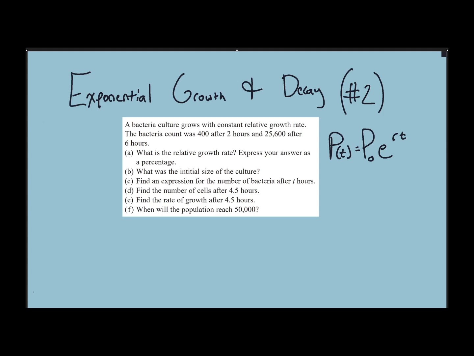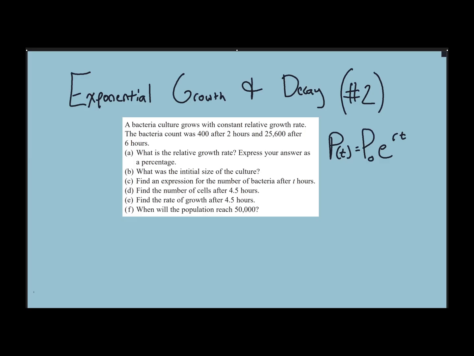Now, how do we apply this here? Well, it says a bacteria culture grows, and that's a big shocker. But what they did for us is they measured that 2 hours after it started, the population was 400, and after 6 hours, it was 25,600. So they give you a couple points of data with which to discern the relative growth rate. So how do you think we should go about doing this?